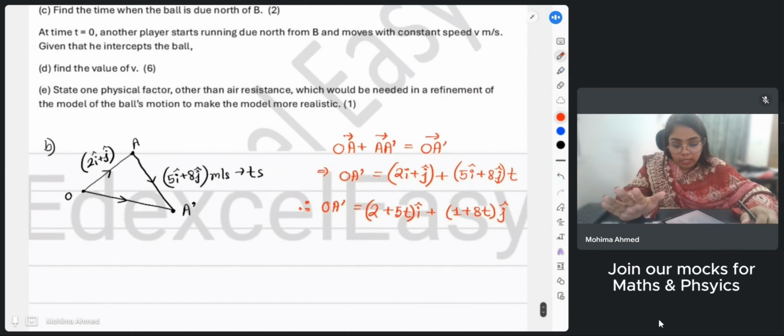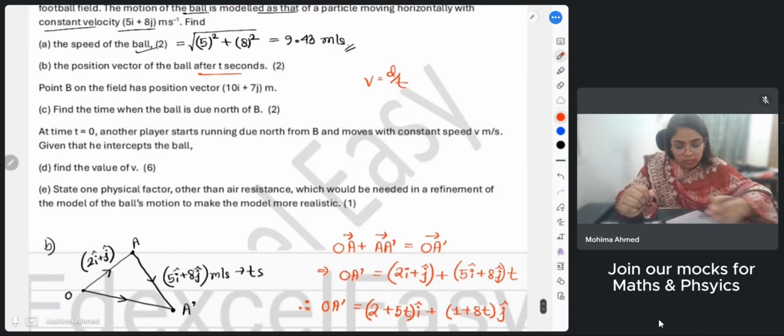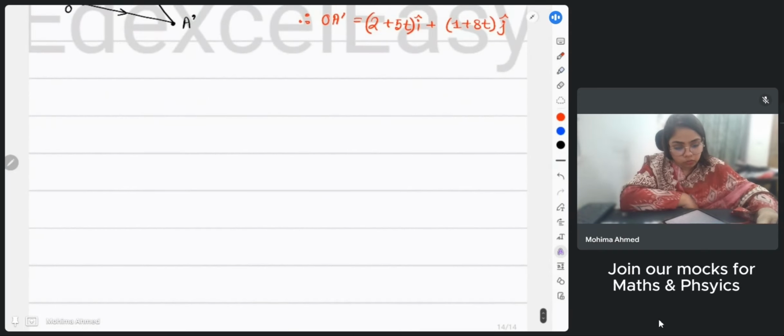Okay, so now we'll move on to part C. It says that point B on the field has position vector 10i plus 8j. Find a time when the ball is due north of B. For this, we need to draw a graph to have a better understanding.